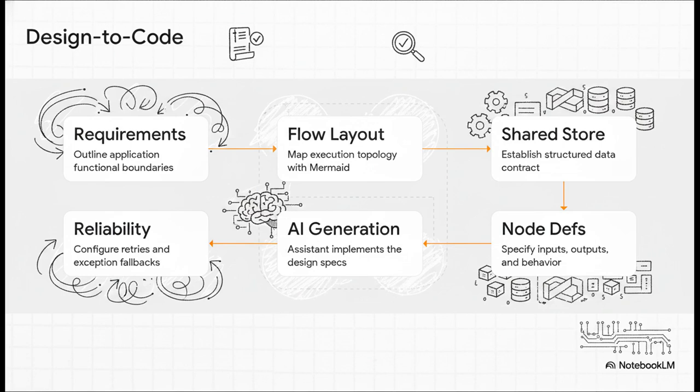Okay, let's step through the actual design-to-code playbook for building out your applications. Step 1. Define your raw requirements. Step 2. Explicitly map out the execution flow visually using mermaid diagrams. Step 3. Design the schema for your shared store contract. Step 4. Outline your individual node definitions. Only then do you hit Step 5 and hand it off to the AI for implementation. Finally, Step 6 is configuring your reliability engineering, like retries and fallbacks. You do the high-level system design, and you let the AI handle the boilerplate.